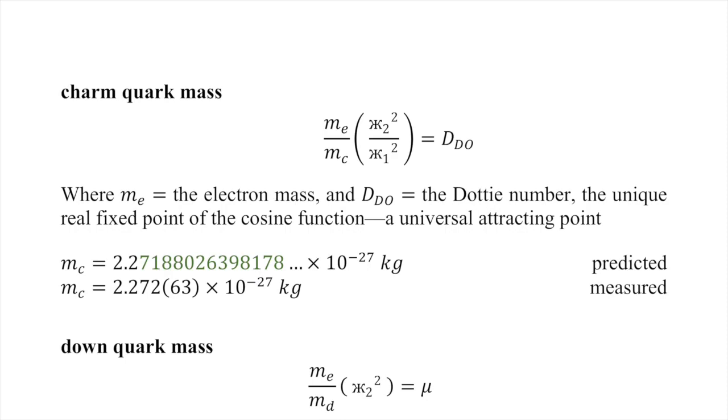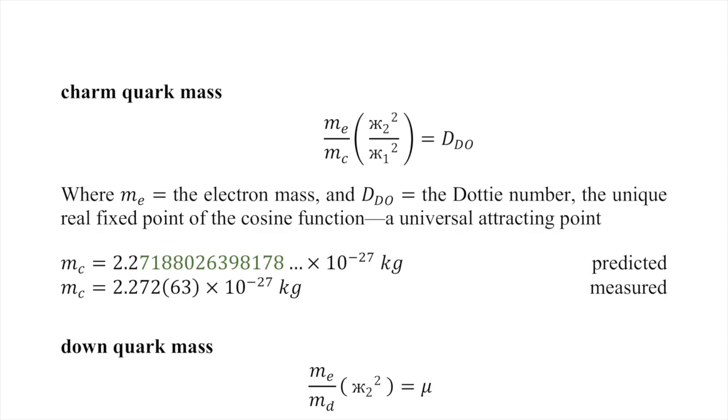So in this case, we take the mass of the electron and we divide it by the mass of the charm quark. And then we multiply that arrangement by the second hyperbolic vortex partition constant squared over the first hyperbolic vortex partition constant squared. And real quick, before we get to the next part there, the first hyperbolic vortex constant squared happens to define the fine structure constant. So the second hyperbolic vortex partition constant squared is a sister to the fine structure constant.